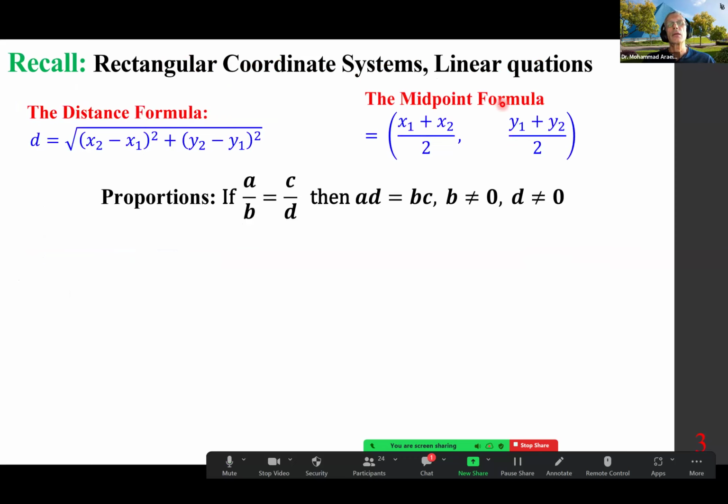Recall rectangular coordinate system, linear equations. We want to look at it, reminding you of the distance formula. d is the square root of x sub 2 minus x sub 1, quantity squared, plus y sub 2 minus y sub 1, quantity squared, and the midpoint. Add up the coordinates, divide by 2: x sub 1 plus x sub 2 divided by 2, y sub 1 plus y sub 2 divided by 2, when you have 2 points with coordinates given. This is 1 point. This is the second one.